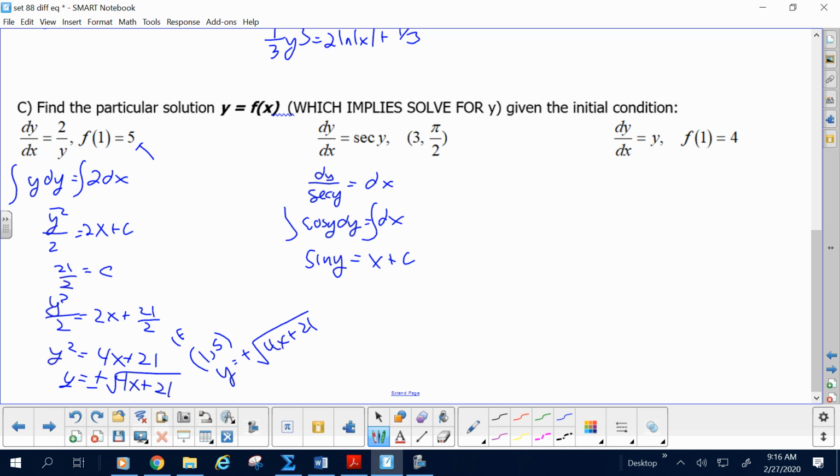Finding the initial condition, sine of pi over 2 is 1 equals 3 plus c, so c is negative 2, so sine of y is x minus 2, so y is the arc sine of x minus 2. And that does check out. Arc sine of 1 is pi over 2. Okay, we're cool.